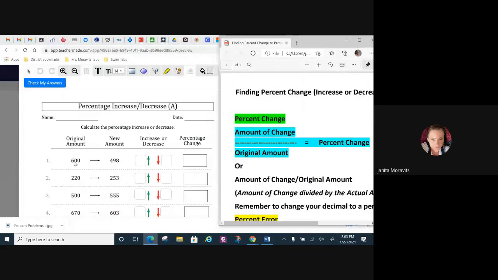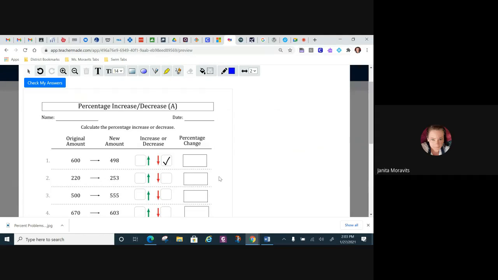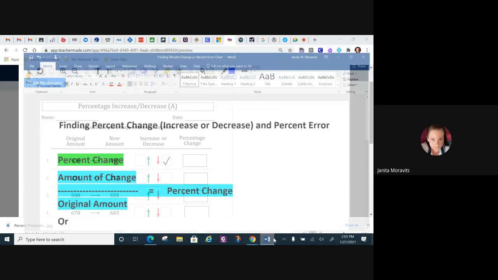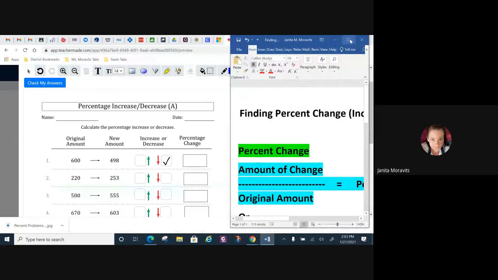So let's look at this first one. First of all, the original amount was 600. The new amount is 498. So did that increase or decrease? Well, 498 is less than 600, so it went down. It did not go up, it went down, so it was a decrease. Now we want to find the percent that it changed.